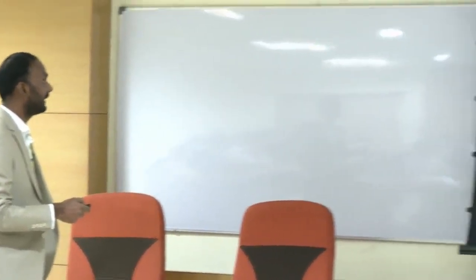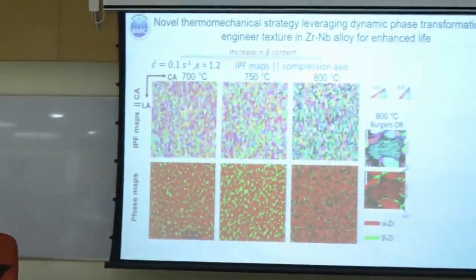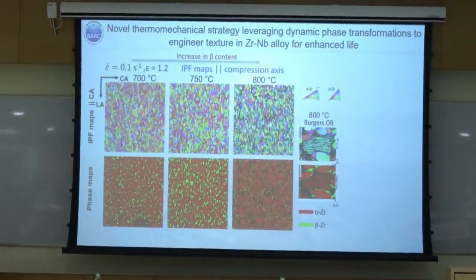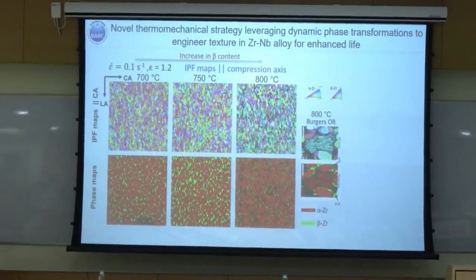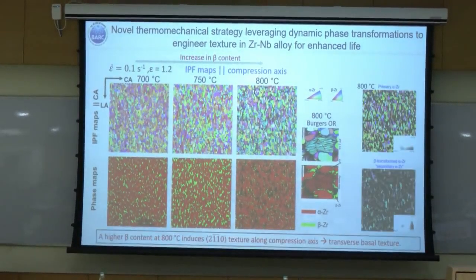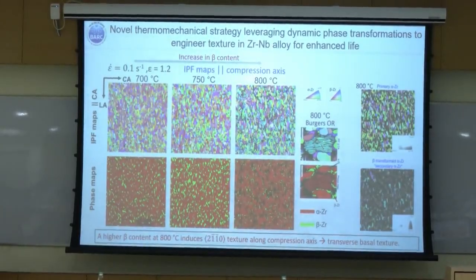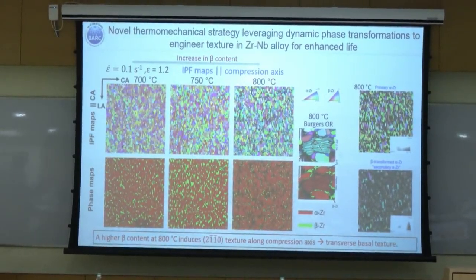So we have conducted hot deformation studies at different temperatures where you have different beta phase constraints. As we go to higher temperatures, we have higher beta phase constraints, and it has been seen that at low temperatures, where the beta phase constraint is low, we have a strong basal texture along the compression axis. As we go to higher temperatures where the beta phase constraint is large, we have a strong transverse basal texture, that is, alignment of prismatic poles with respect to the compression axis.